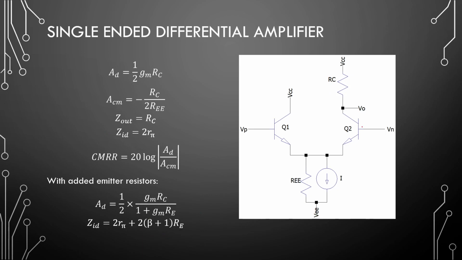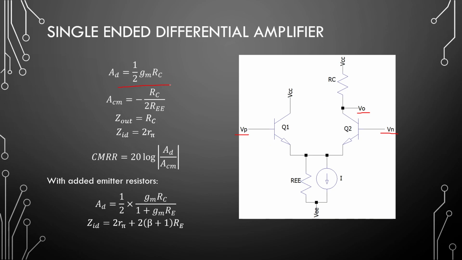For our single-ended, we threw away this RC value over here. It is not needed in this amplifier. This is our non-inverting terminal. This is our inverting terminal. And our output is taken right here.